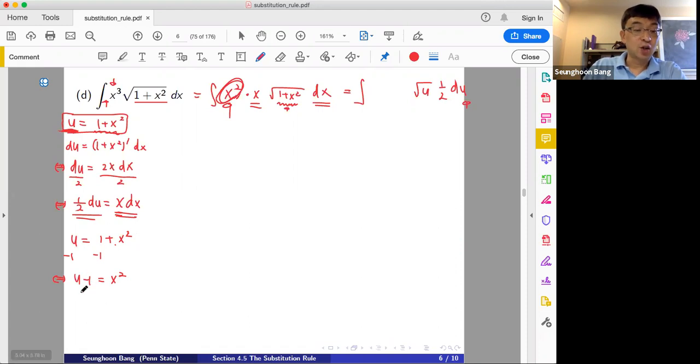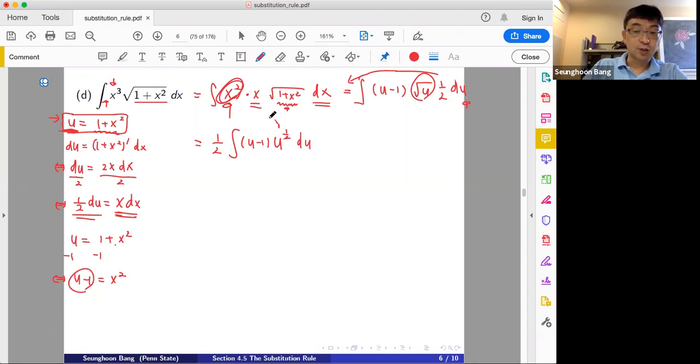X squared is u minus 1 from the original substitution. Only subtract 1 from both sides. So this is u minus 1. And take out 1 over 2. Integral u minus 1, the square root of u is u to the 1/2.